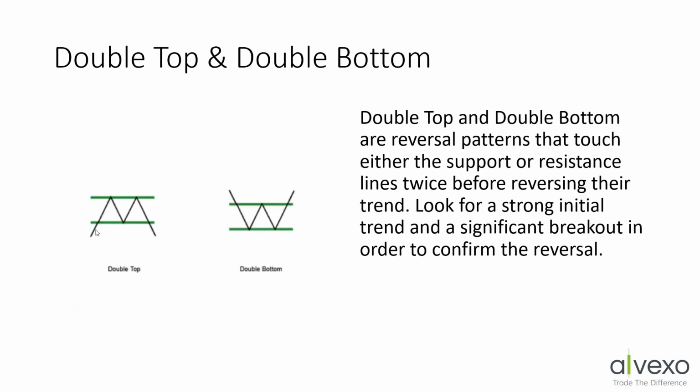Because a double top or a double bottom just means price went up to a resistance level, bounced off it, came back to the support level, bounced off of it, came back to the resistance. But two bounces is not so significant that we want to make any trading decisions.